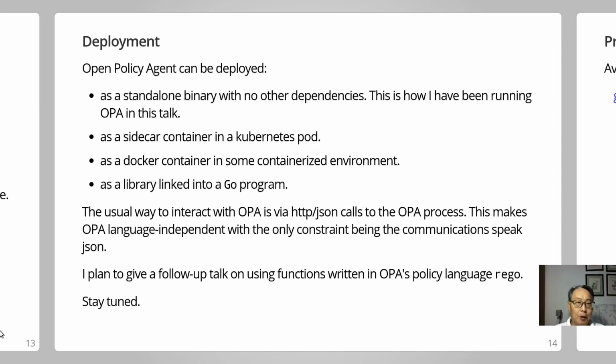So how can Open Policy Agent be deployed? Well, it can be deployed as a standalone binary, that OPA binary, which I've been using. It's standalone. It's not very big. It's written in Go. It's actually also perfect as a sidecar container in a Kubernetes pod. And it can be deployed as a standalone container in some containerized environment. Finally, if you use Go, you can link OPA as a library.